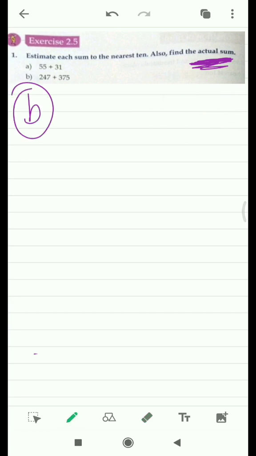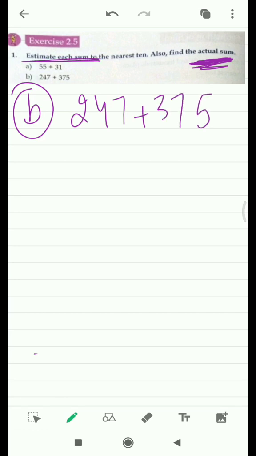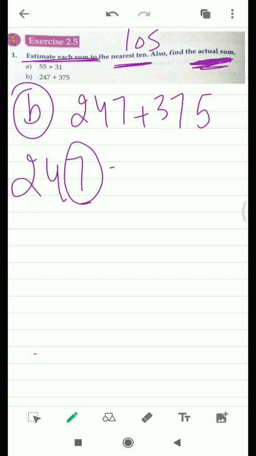B part, 247 plus 375. Since we have to find the estimated sum first, so let's just round up to the nearest tens. Nearest tens. We want only 1 0. So in this case, the 7 will become 0 first. Now look at the 7. Whether it's a weak or strong, it's strong digit. So it will push this 4 to 5, and this 2 will remain only 2.